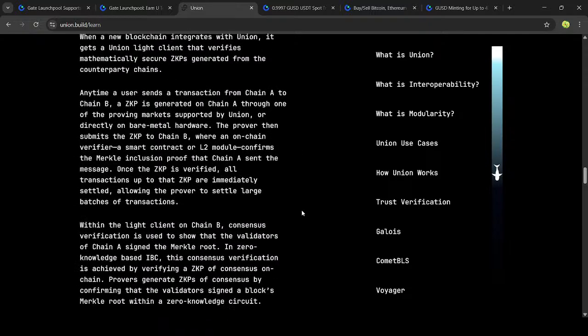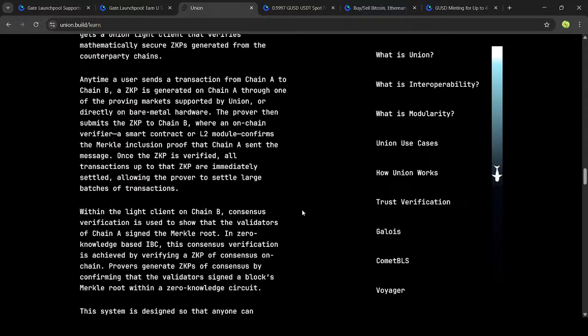Anytime a user sends a transaction from chain A to chain B, a ZKP is generated by one of the provers in the proving market supported by Union, or directly by one of the bare-metal hardware operators. The prover then submits the ZKP on chain B, verified on the smart contract on layer 2, and this module confirms the Merkle inclusion of the proof that the chain sent the message. On-chain, the ZKP verifies all the transactions, and they are immediately settled, allowing proofs to settle large batches of transactions.